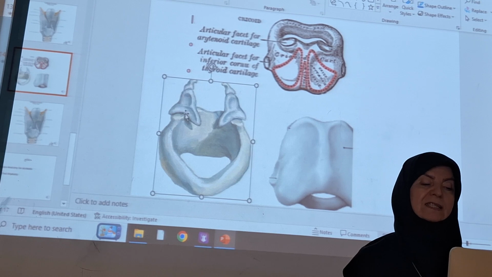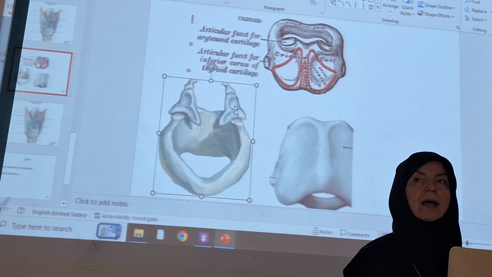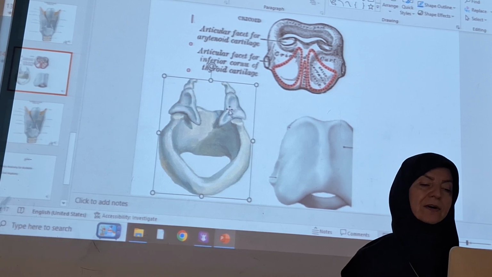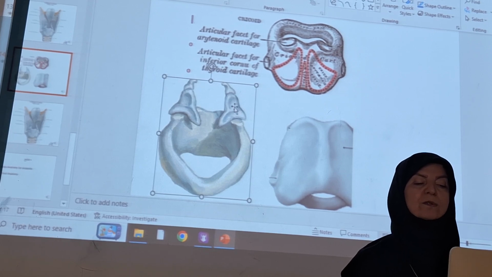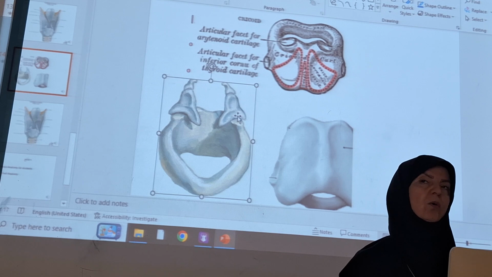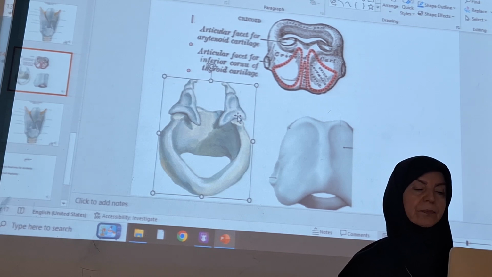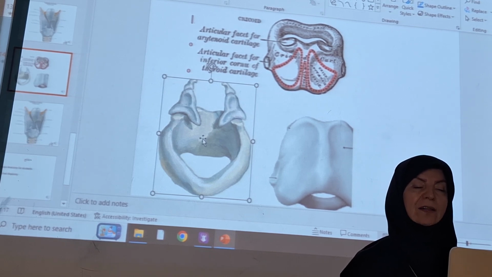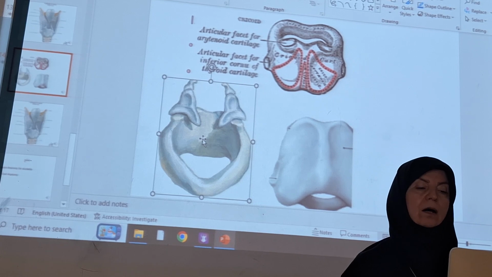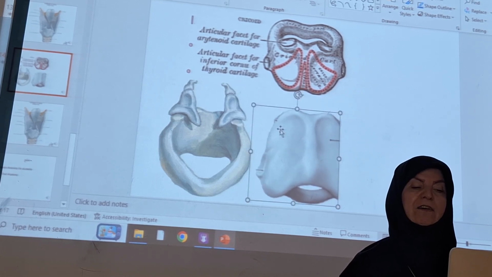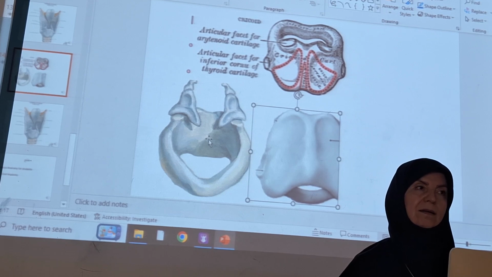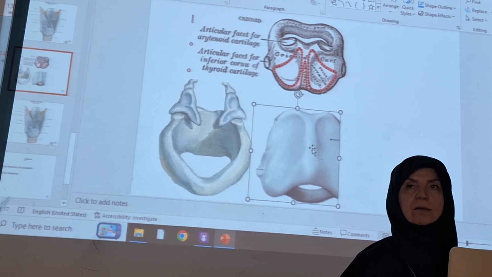What's the name of this surface of the arytenoid? Anterior surface. A crest divides the anterior surface into superior fossa or area and inferior fossa or area. Okay? Now, look at the lamina. Which surface of the lamina is visible here? The posterior. Anterior or posterior?